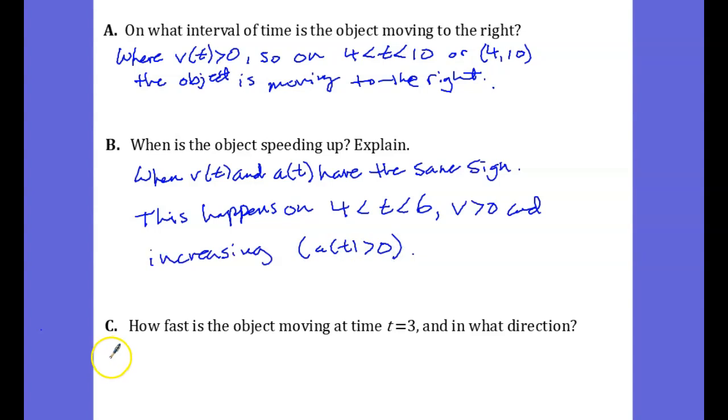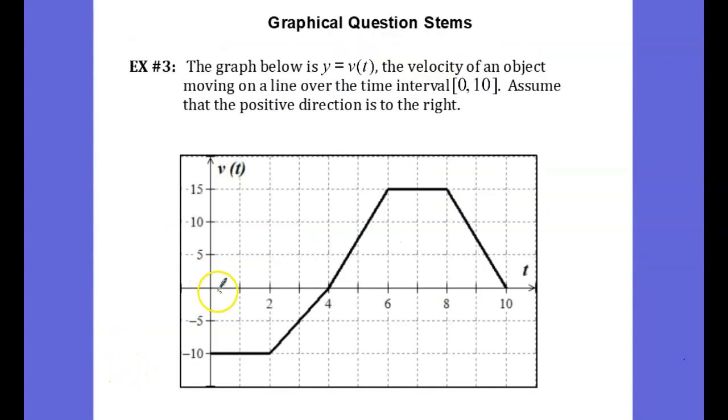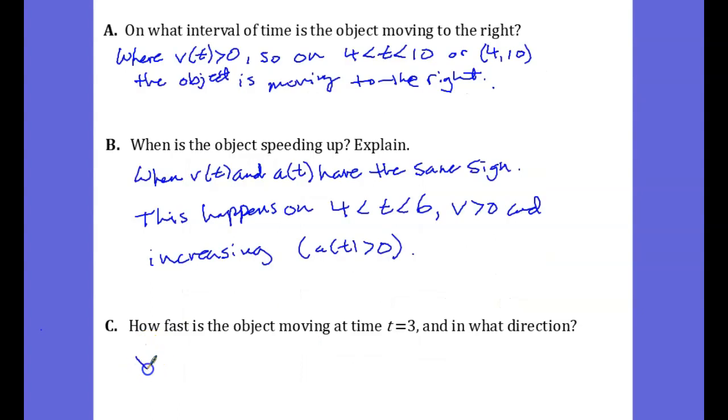In part C, they ask, how fast is the object moving at time t equals 3, and in what direction? Let's take a look at our graph. Well, at time t equals 3, we can see that the velocity would be -5. So let's write v of 3 equals -5.